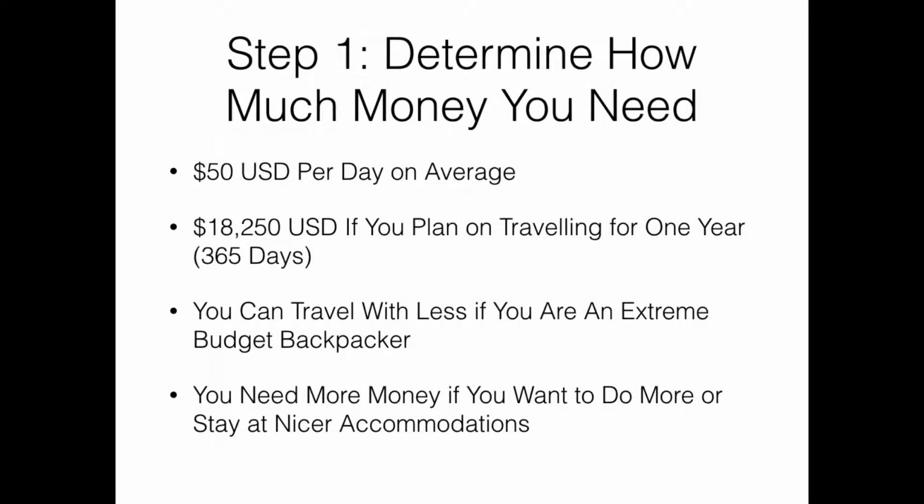Step number 1, determine how much money you need. It costs about $50 US per day on average to travel around the world. And I can personally relate to this amount because after I finished traveling around the world and I did the calculation on how much money I spent, it came to roughly about $48 US per day. So on average, it's going to cost you $50 US.